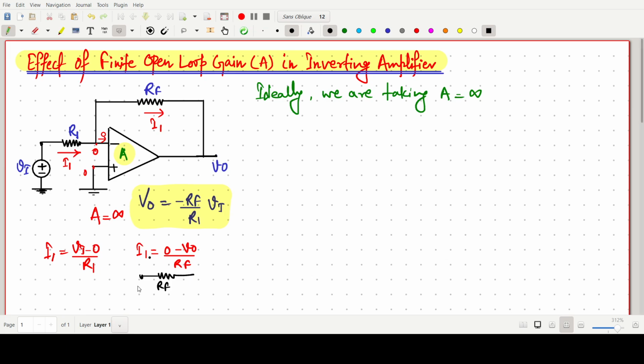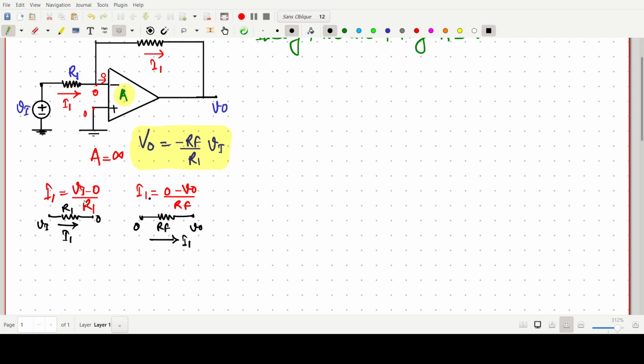This is a zero potential, and this one is our V naught potential. This current I1 flows in this resistance R1, which has the Vi potential on one side and 0 on the other. So once again, I1 is Vi minus 0 by R1, and this same current I1 in Rf is 0 minus V naught by Rf. So both are the same.